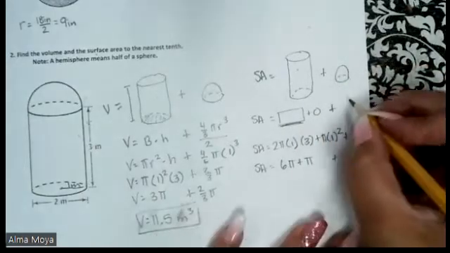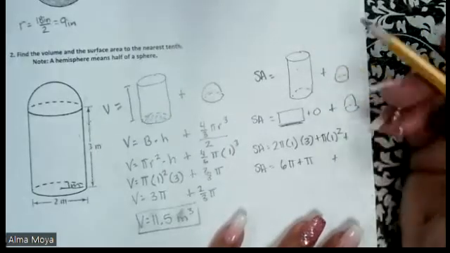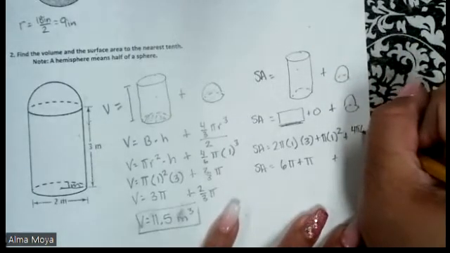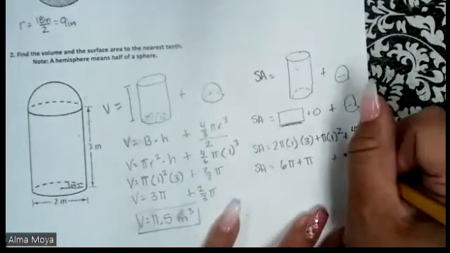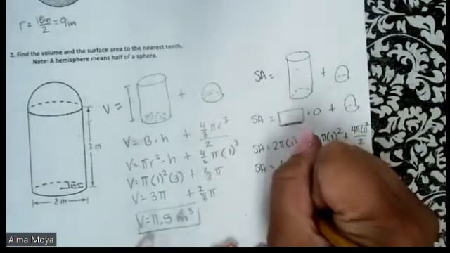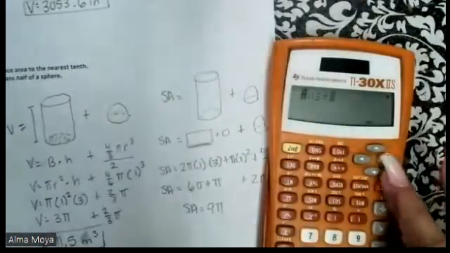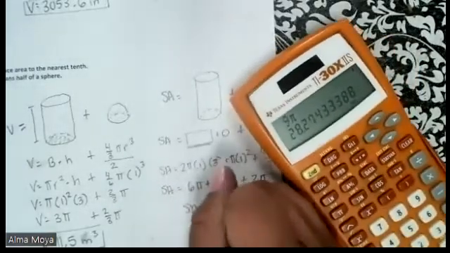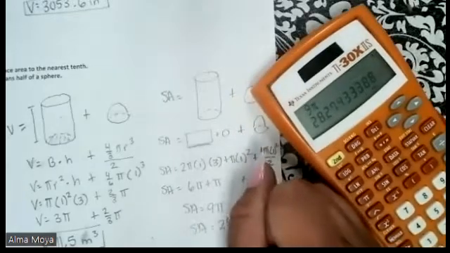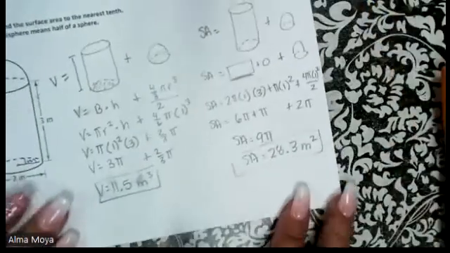Now I have to add the surface area of half the sphere. And surface area of the sphere was given by 4 pi r squared. And I'm going to take that and divide it by 2 because I only want the top half. So that's just going to be 4 divided by 2, which is 2 pi. So the surface area here is going to be 6, 7, 8, 9 pi. And 9 pi is equal to 28.3. So the surface area here is 28.3 meters squared. Area is always squared. And that concludes our notes.